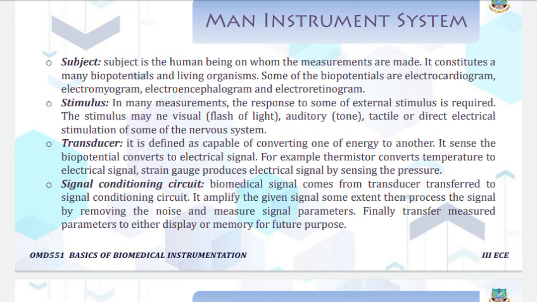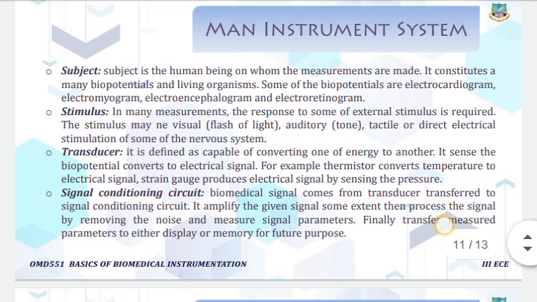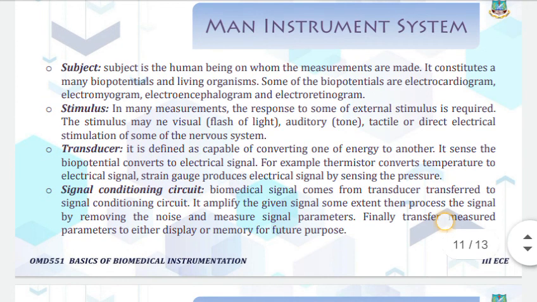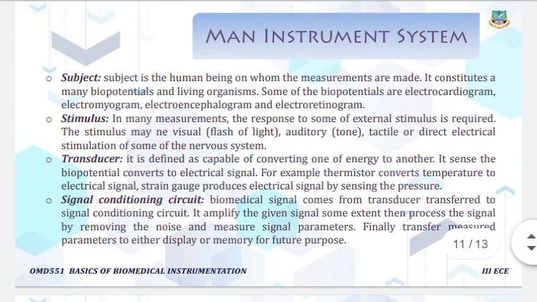Transducer. It is defined as a device capable of converting one form of energy to another. It senses the biopotential and converts it to an electrical signal. For example, the thermistor converts temperature to an electrical signal. A strain gauge produces an electrical signal by measuring pressure.